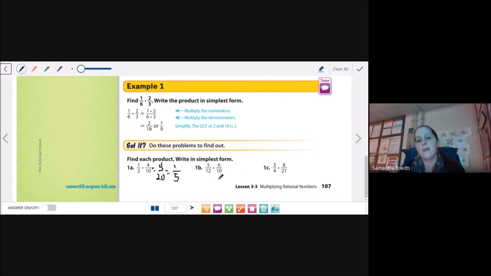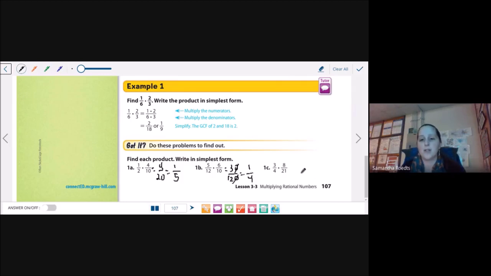Okay. 5/12 times 6/10. 5 times 6 gives me 30. 12 times 10 gives me 120. Okay. I can simplify. They both end in 0. I can cancel out the 0, so I have 3/12, which can still be reduced. 3 divided by 3 is 1. 12 divided by 3 is 4.